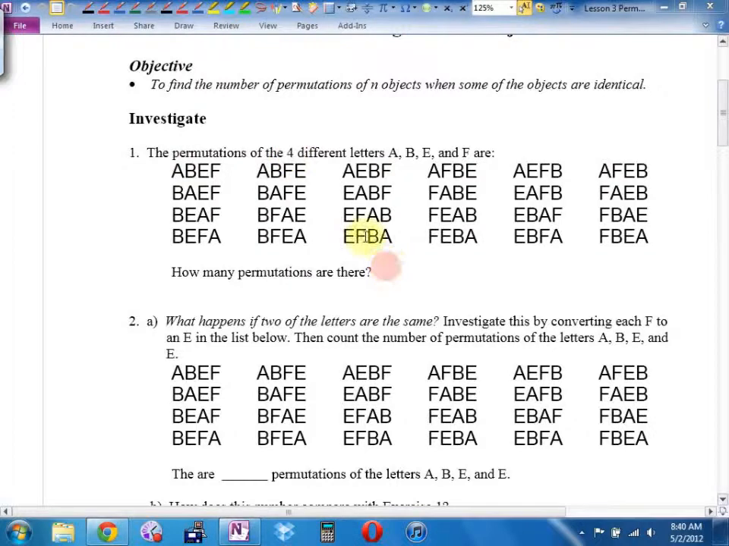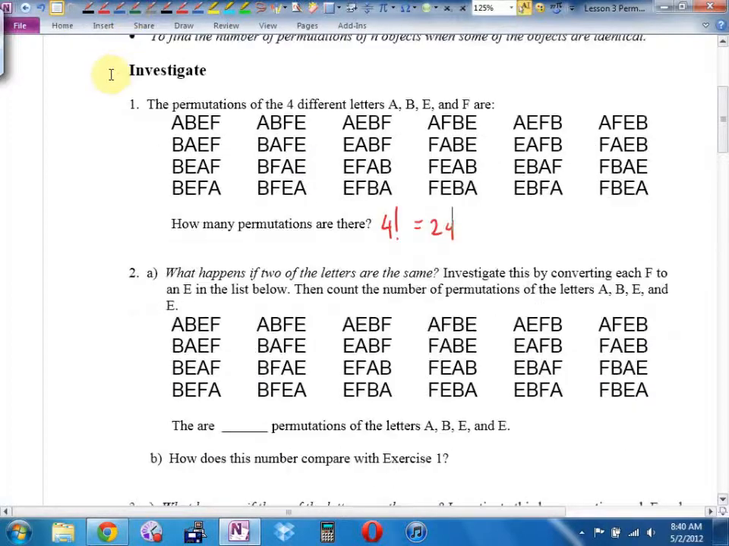The answer from last day was 4 factorial, which is 24. Write down both, because although 24 is the answer, I'm going to see if I can spot a pattern in the factorial notation. Okay. Then it says, what happens if 2 of the letters are the same?